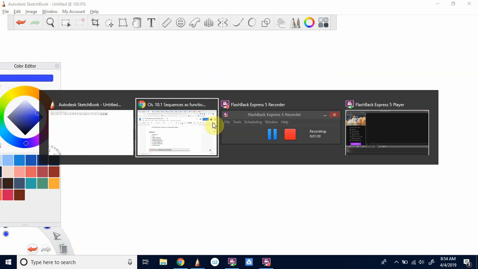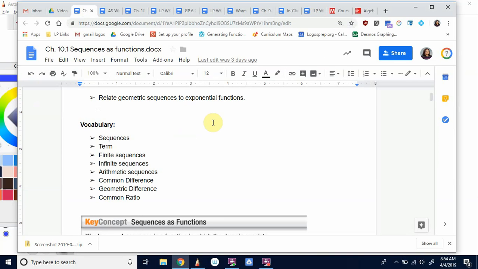Now we're going to talk about 2 types of sequences: arithmetic sequences and geometric sequences. Let's start with the arithmetic sequence. Basically, it's a sequence in which each term is determined by adding a constant value to the previous term. That constant value is called the common difference, which is your other vocabulary word.